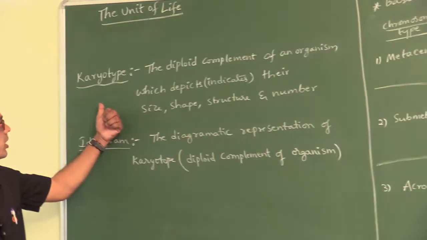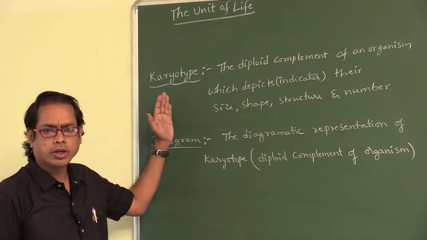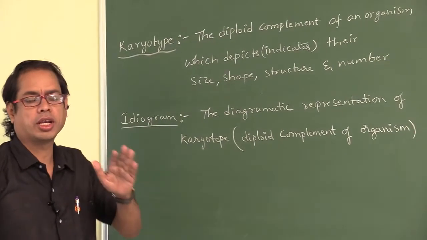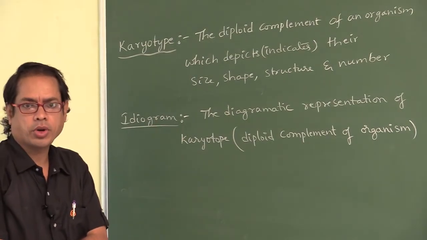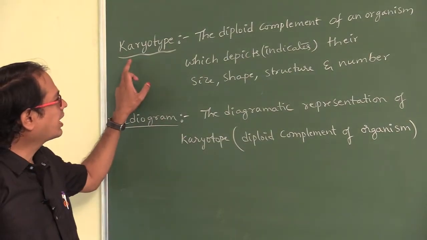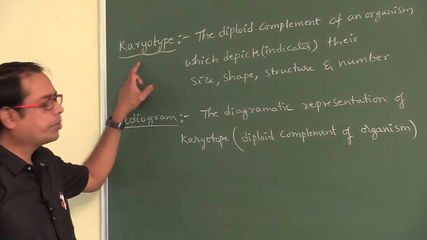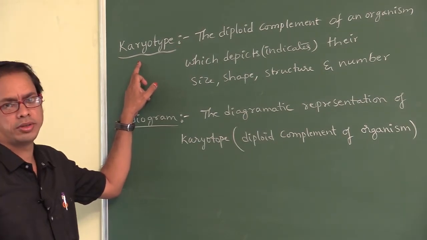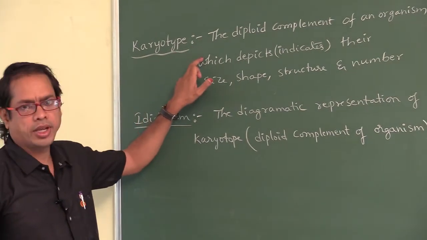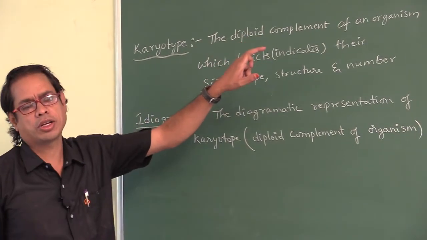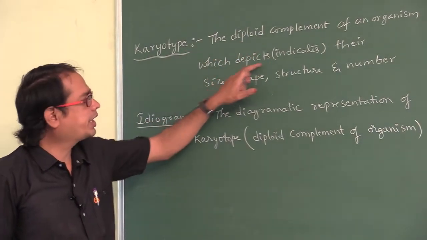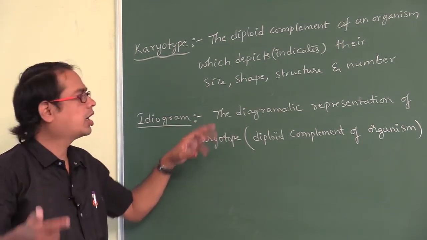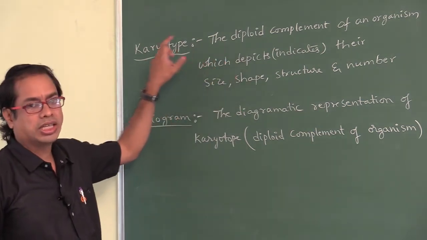Now look at here, my dear students. What is karyotype? What is ideogram? Of course, these 2 points are not present in NCERT. These are very, very important concepts. What is karyotype? Karyo means nucleus. Inside the nucleus, chromosomes are present. So karyotype means the diploid complement of an organism which indicates their size, shape, structure and number. That is so called karyotype.